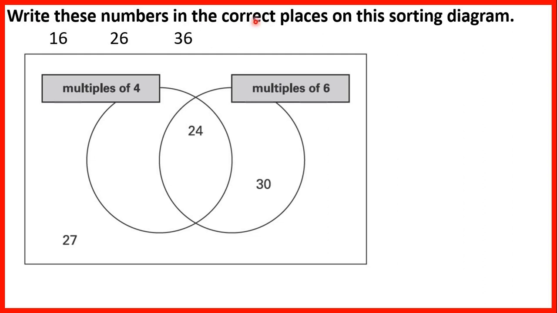Write these numbers in the correct places on this sorting diagram. We need to write 16, 26 and 36. This circle here is for numbers that are multiples of 4, so that's numbers in the 4 times table, and this circle here is for multiples of 6, so numbers in the 6 times table.